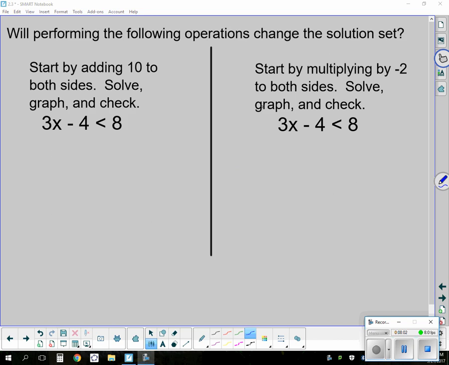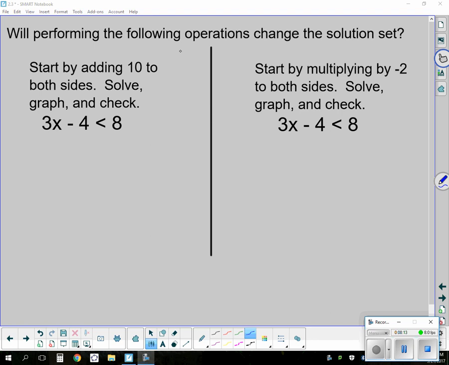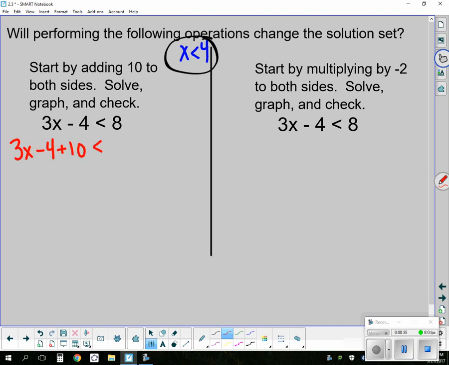Will performing the following operations change the solution set? Okay, so it's the same problem we just worked on. We know our answer from when we did it the normal way. We got x is less than 4. So we want to see, does this answer change when we do it these 2 different ways? The first thing they've asked us to do is start by adding 10 to both sides. You might say there's no 10 in that problem. That's okay. They're simply asking if we start by adding 10 on both sides, will it change our answer?